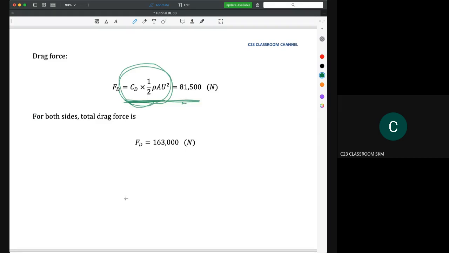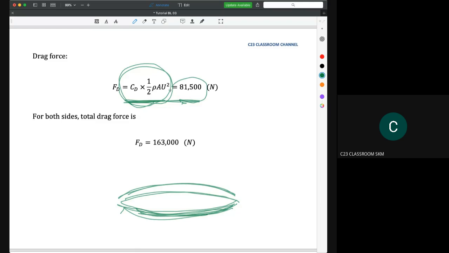But be careful, because this calculation is based on a single side, one side. In ship design we have two surfaces here, so we need to multiply this by 2. So we get the total drag force, which is equal to 163,000 Newtons.